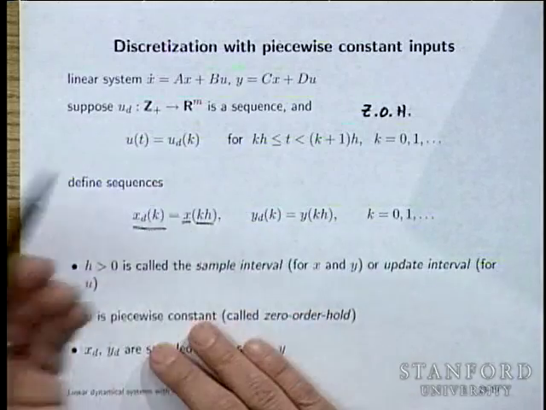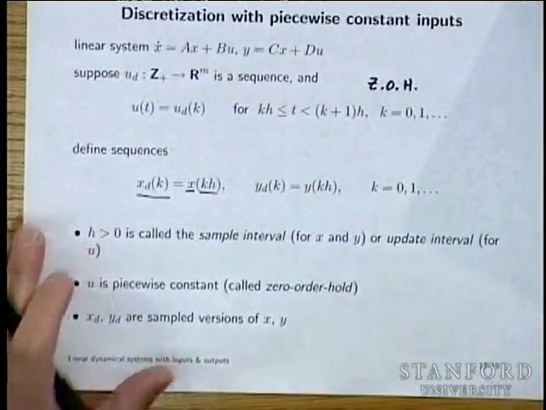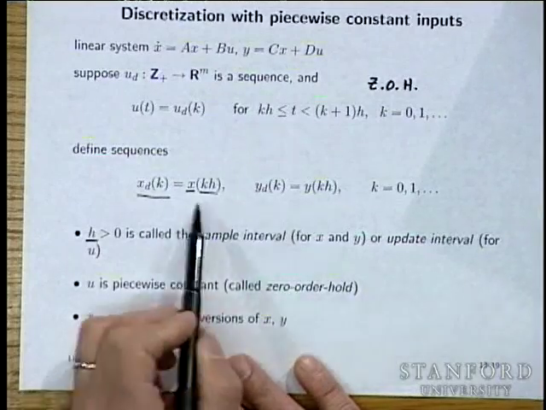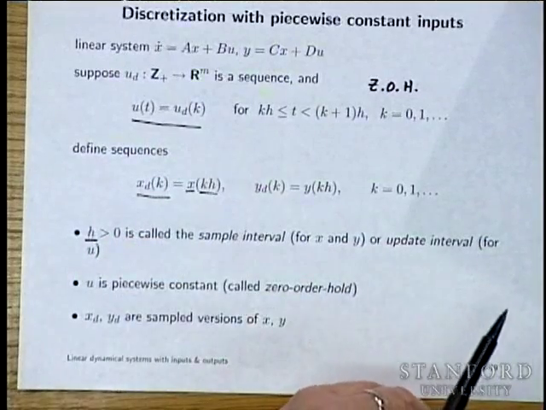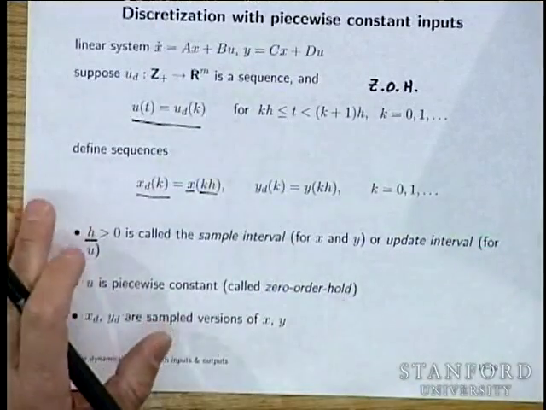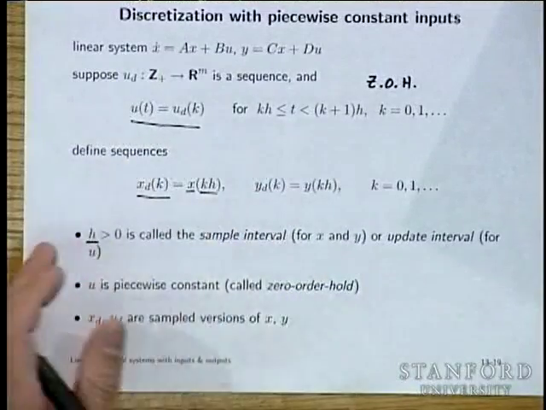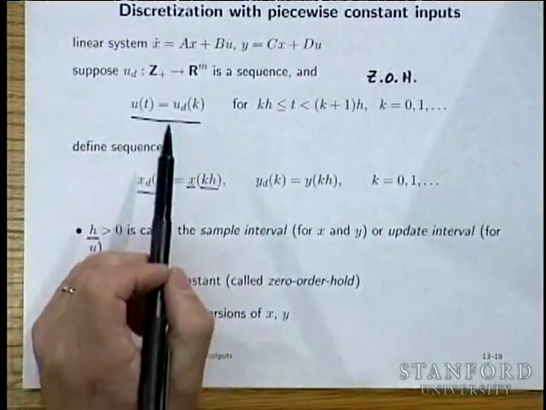You can call this a perfect sampling or something like that. So here you would refer to h as the sample interval. Actually, that's for x and y. Up here, it would be very common to call it the update interval. In fact, it turns out that in many systems, the update and the sample intervals are different. We'll get to that in a minute.